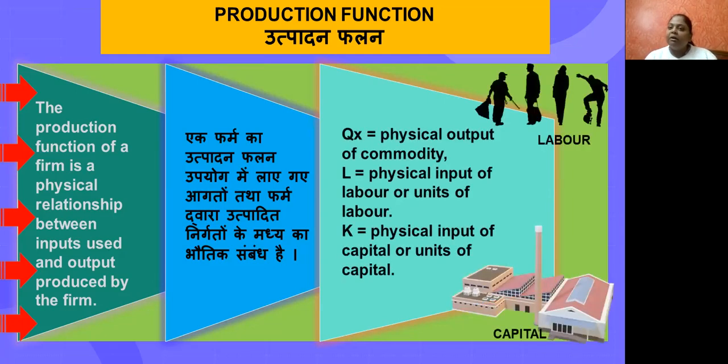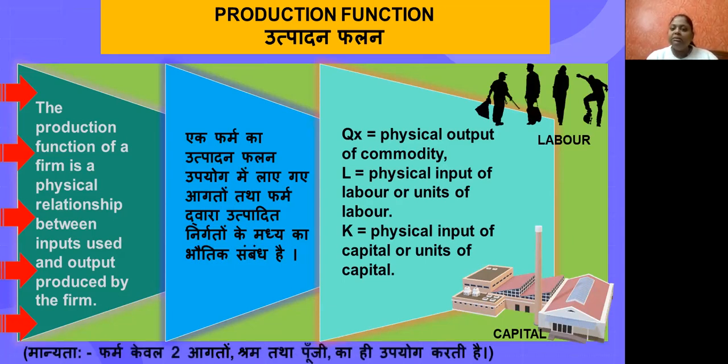QX denotes the physical output of a commodity, L is the labor and K is the units of capital. Then the production function is given by QX = F(L, K).